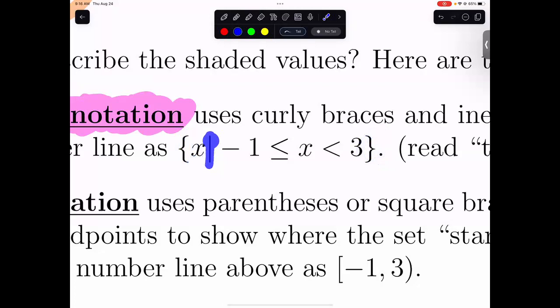This vertical line, you can read like such that, or you can read it like where, or something like that. It just means I'm going to give you some rules for what I want X to be, right? It's the set of things called X where there's some restrictions coming. I'm going to describe what X can be. So the set of all X such that, and then we describe with inequalities. Everybody remember how inequalities work?